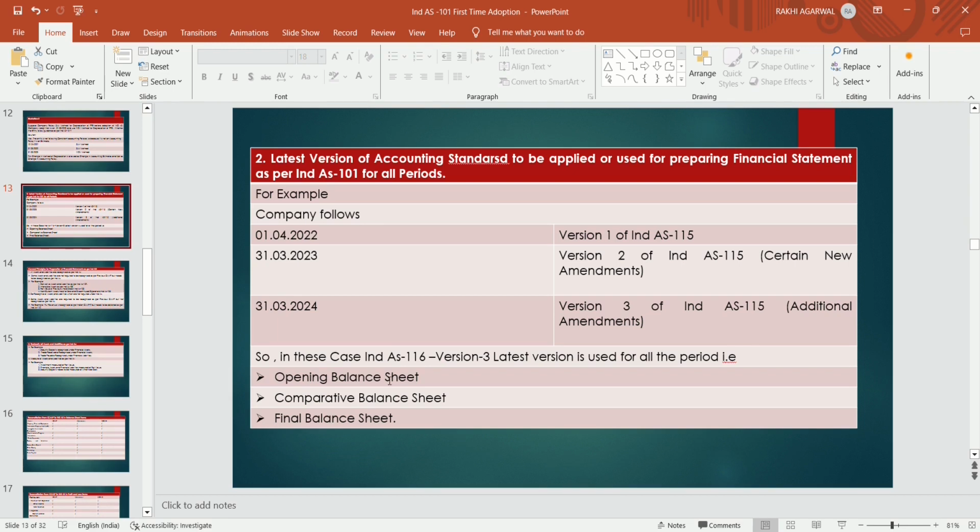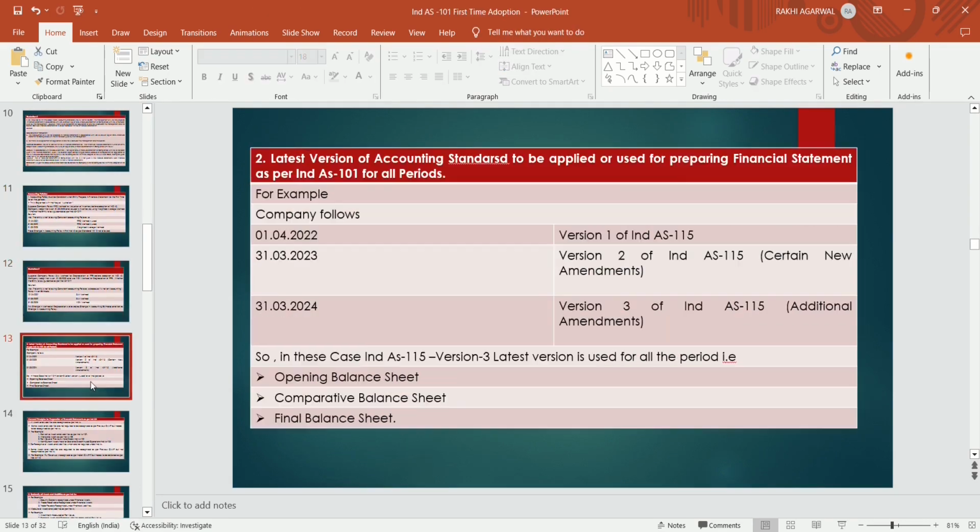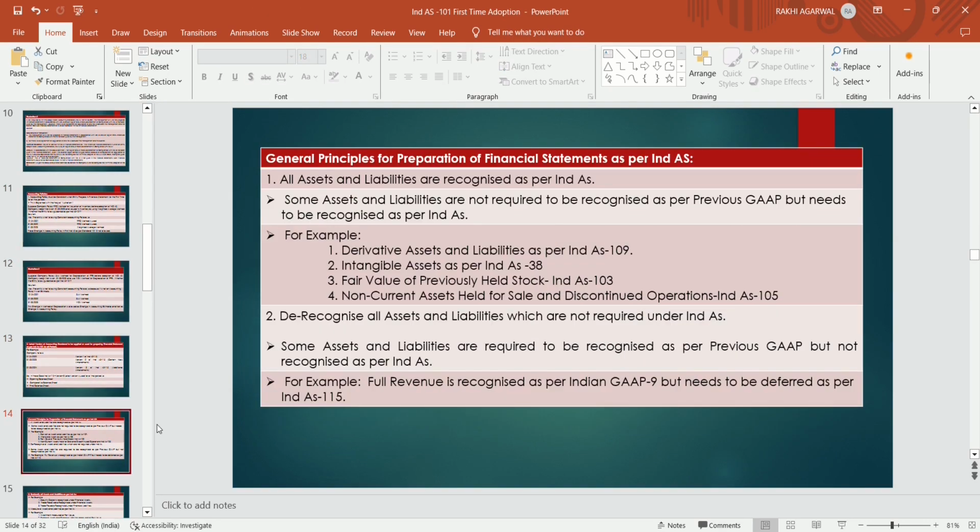So in this case, Ind AS 115 version 3, the latest version, is used for all the periods. That is for the opening balance sheet, for the comparative balance sheet, and for the final balance sheet. So they are using the latest version in order to prepare their financials for all the 3 periods. Now there are some general principles for preparation of financial statements as per Ind AS. What are the principles?